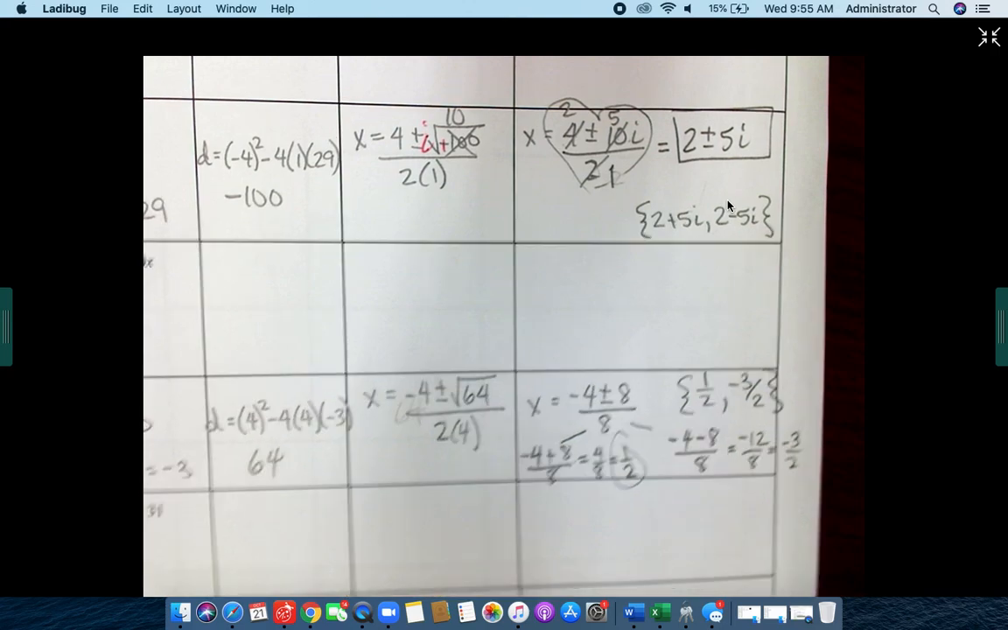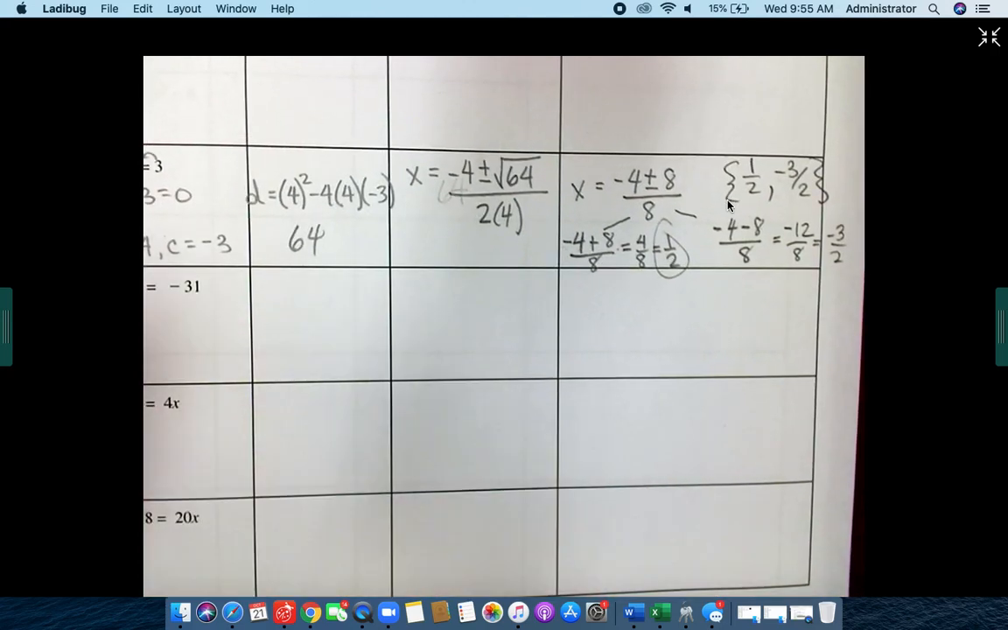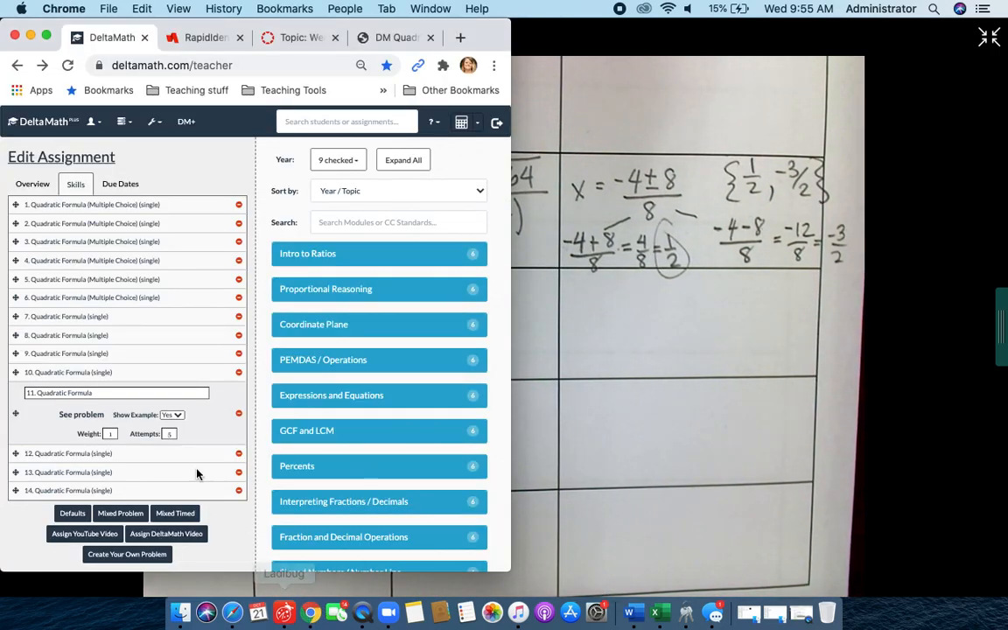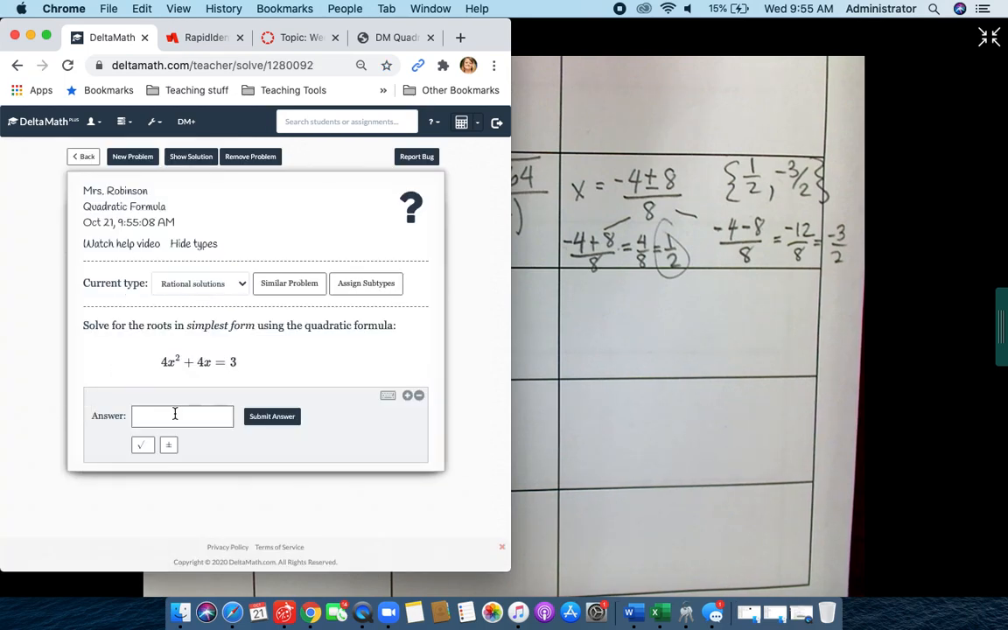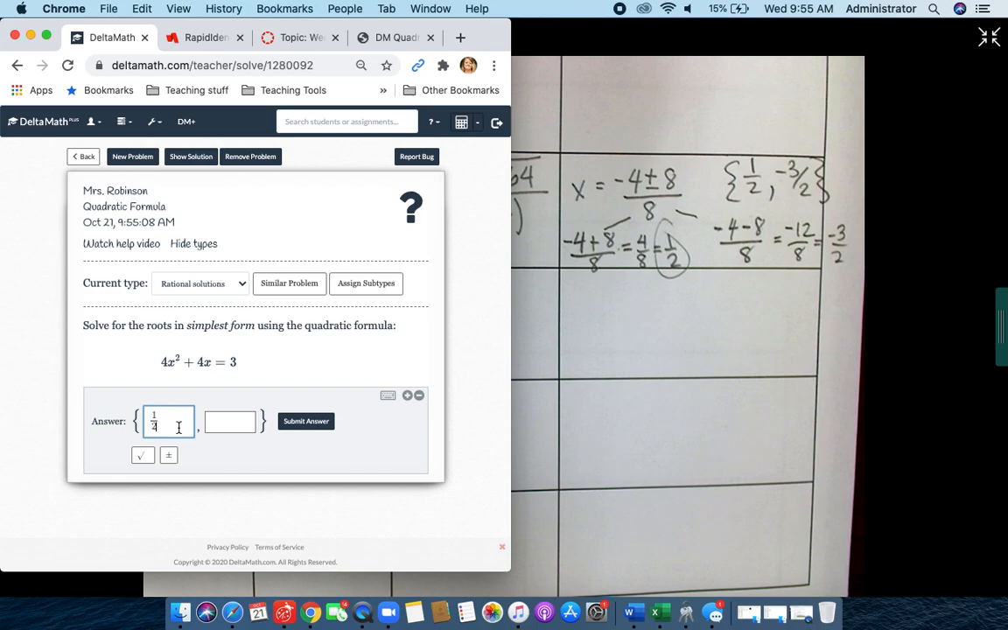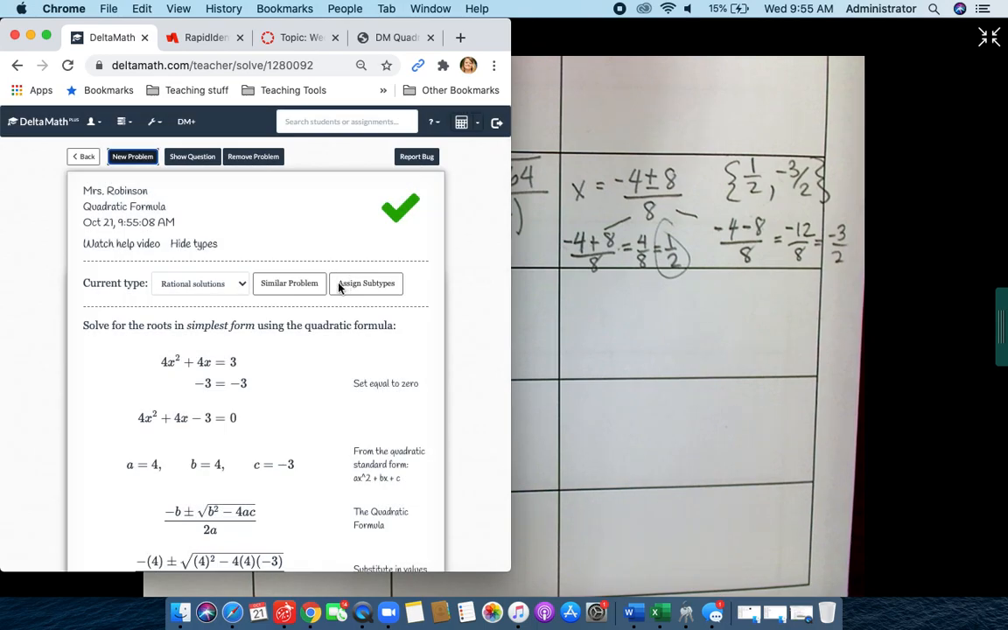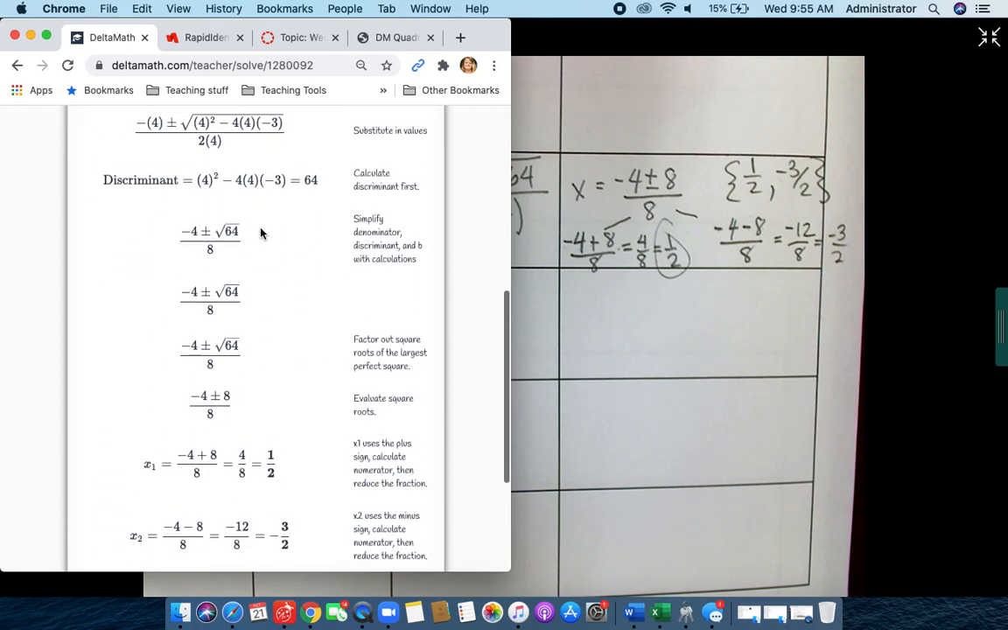Okay? But it's perfectly fine to not use the curly brackets on your solutions if they're rational. But let's see how they want us to type it in here. So here, because I have 2 solutions, I'm just going to hit plus. That automatically pops up the curly brackets. So one of my answers was 1/2, and the other was negative 3 over 2. And we're good. We got rational solutions that time.